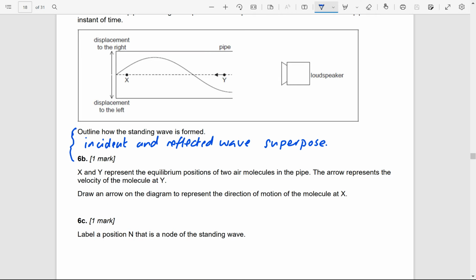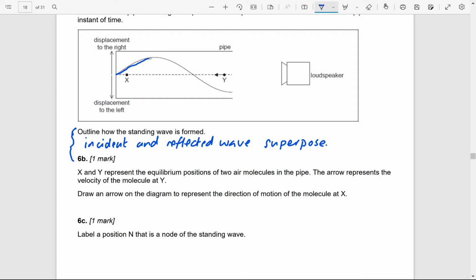6b is asking for you to represent the direction of motion of the molecule at position X. So X and Y represent the equilibrium positions of two air molecules in the pipe. The arrow represents the velocity of the molecule at Y. So we're looking for the equivalent arrow for X. So what we do here, it's very simple. You look at where the wave is in respect to the equilibrium position.